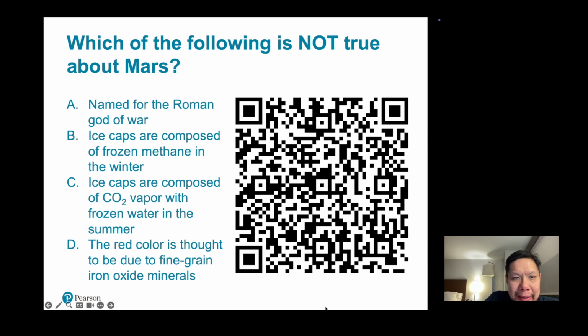And then we'll stop after this question. Which of the following is not true about Mars? It was named after the Roman god of war. The ice caps are composed of frozen methane in the winter. Ice caps are composed of CO2 vapor and water in the summer, or the red color is from iron oxide, right? So go ahead and try to answer that question.